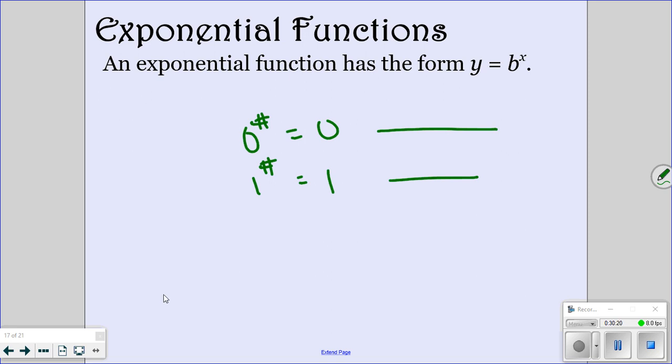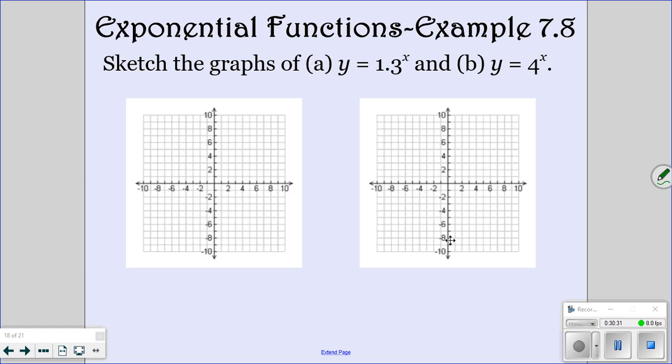Exponentials look like this, or they may be going down. But straight lines aren't exponentials. So your base can't be a 0 or a 1 for an exponential function. So we want to sketch these two. The easiest way to do that is just to make a t-chart. Just make a little XY chart. And then we're going to plug in -1, 0, and 1. You can pick other numbers as well. And you're going to plug them into your equation.